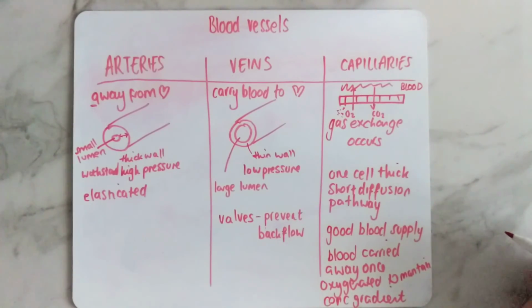So those are the three blood vessels that you need to know. You need to be able to describe them. If it helps you to draw them and label, then do that. But it's really, really important that you know these and you're able to compare them.